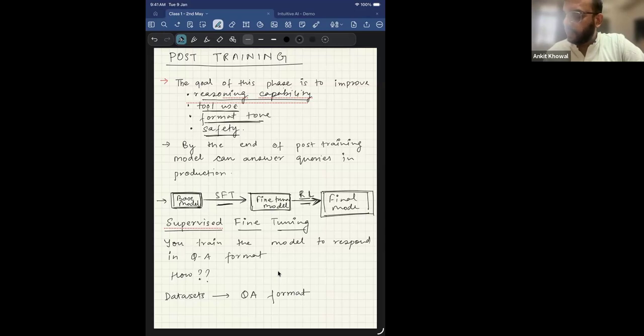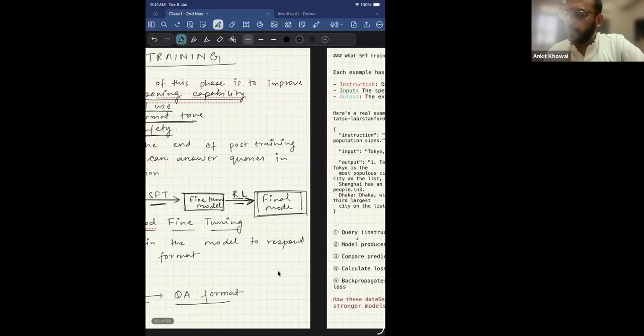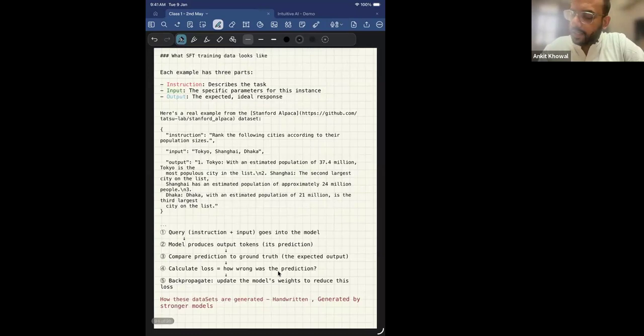So what exactly is supervised fine-tuning? Very easy. You train the model to respond in Q&A format. How? Again, for that, we create certain data sets which are in Q&A format. The data sets will be in this particular format where you will give the instruction, you will give the input, and you will give the output.